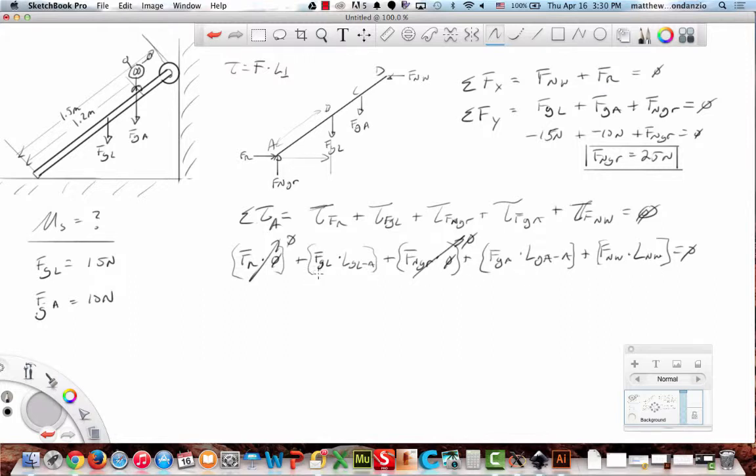Do I know the value of FGL? Yes. And I can figure out this length. Do I know the value of FGA? Yes. Can I figure out the length of GA to A? Yes. Do I know the force FNW? No. Do I know the length of FNW, or can I figure it out? Yes. So now I'm going to have one equation, one unknown. For a second, if that wasn't zero, then I'd have two more unknowns.